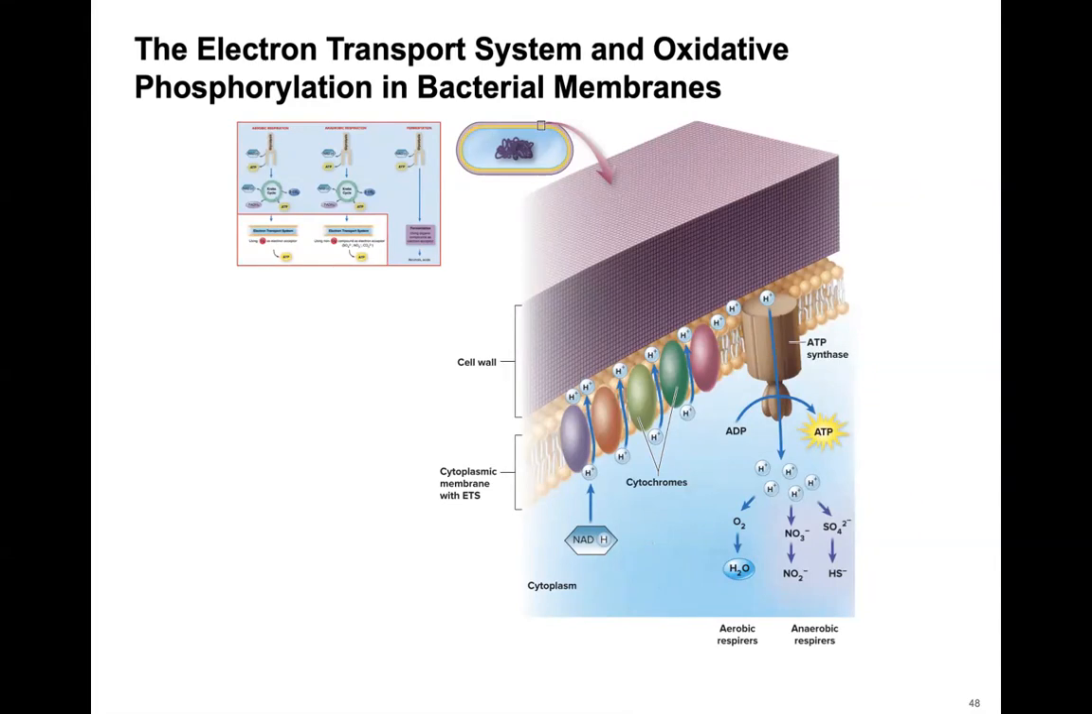And not that you necessarily need to know this, but the sequence of electron carriers in the respiratory chain in most aerobic organisms is NADH dehydrogenase, that's the first one, followed by flavin mononucleotide, FMN, then coenzyme Q, then cytochrome B, C1, cytochrome C, and cytochromes A and A3, which are a complex together.